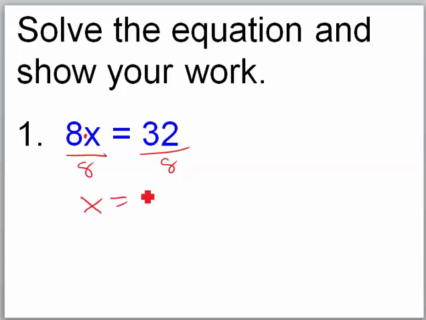So x is 32 divided by 8. Remember, because 8 divided by 8, if I'm reducing, that's going to go to 1. So 1x equals 32 divided by 8. Well, that's 4. Okay, so my x is 4.